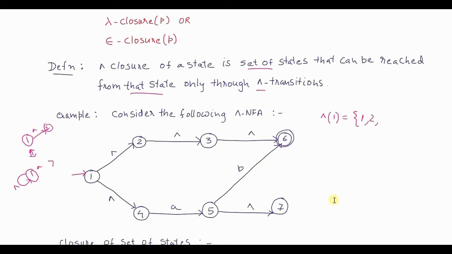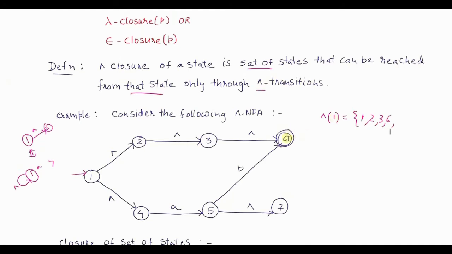Next, from state 2 on reading null, you can go to state 3, which also means state 3 can be reached from state 1 only through null transitions. Yes, because from 1 on null you can go to 2, and from 2 on reading null you can go to state 3. So state 3 is also reachable from state 1 through null transitions. That's why 3 is also added. Next, from 3 on reading null you can go to 6, which means, is 6 reachable from state 1 only through null transitions? Yes, because from 3 on null you go to 6, from 2 on null you go to 3, and from 1 on null you go to 2. That means 6 is reachable from 1 reading only null transitions. So 6 should also be added to the set of states.